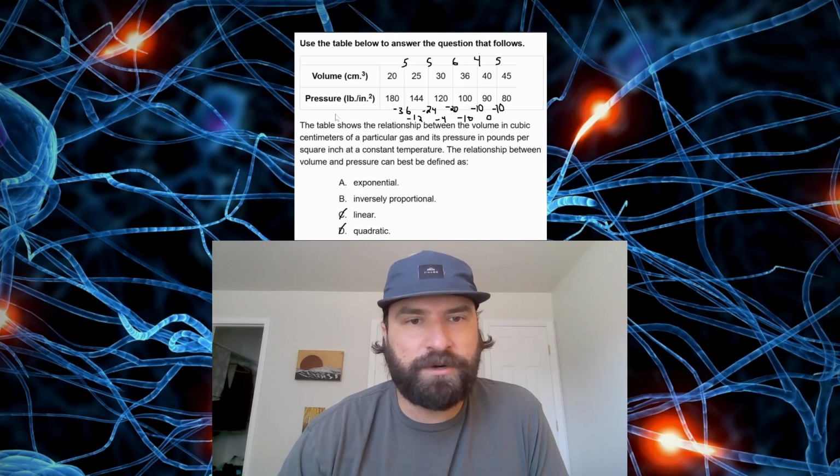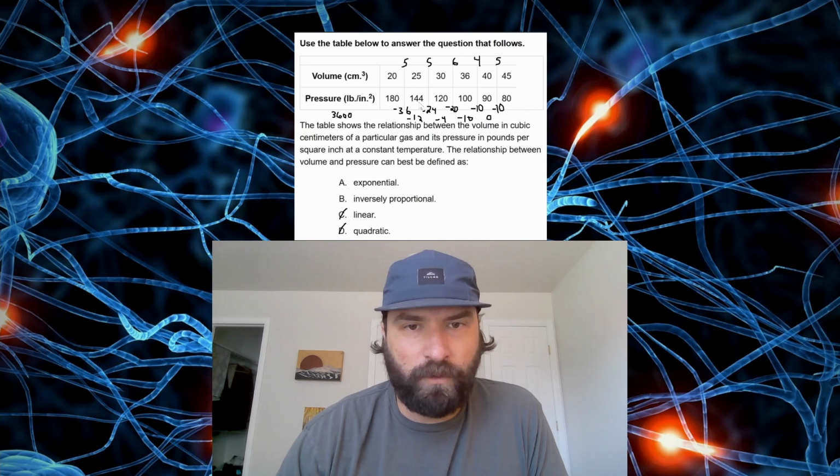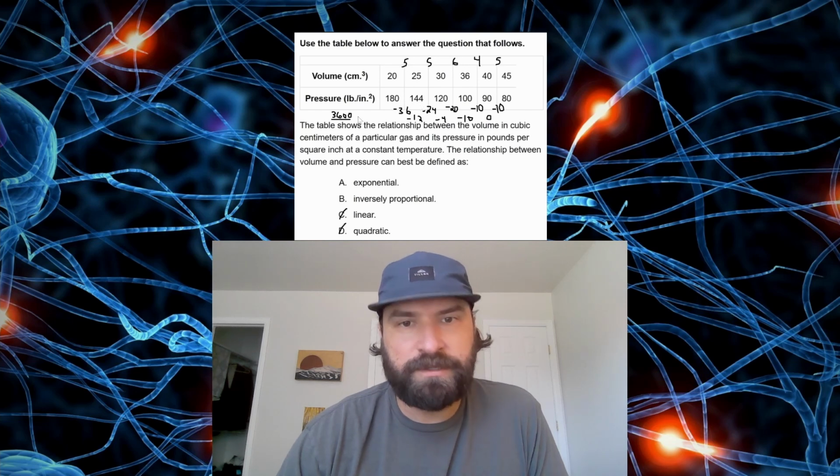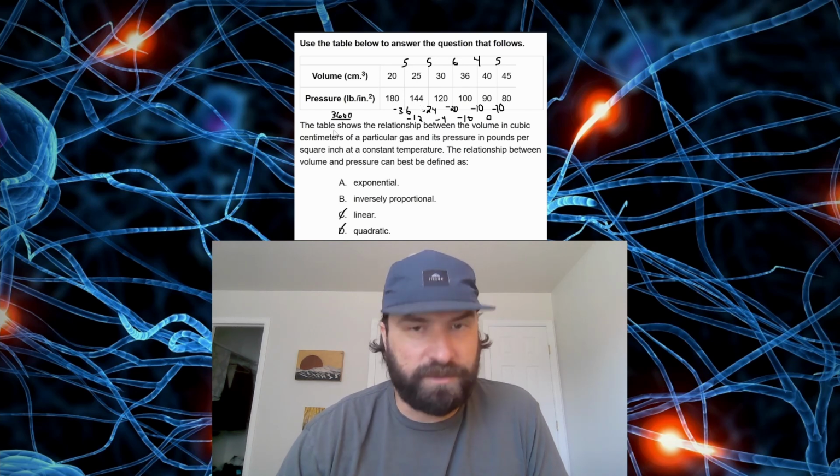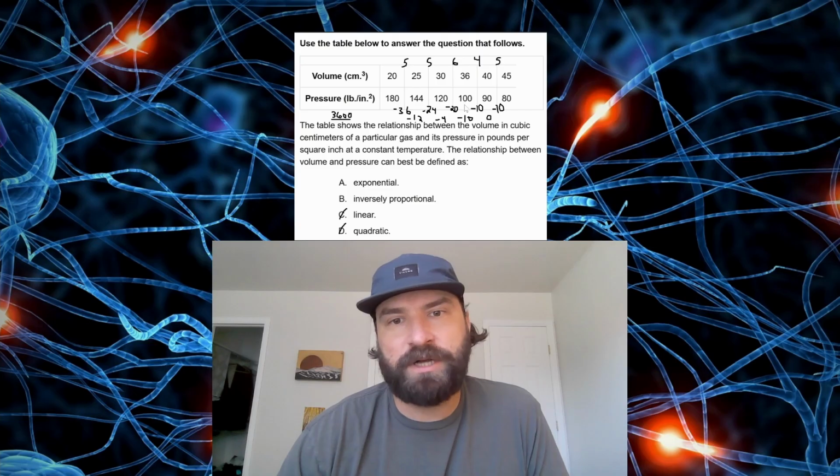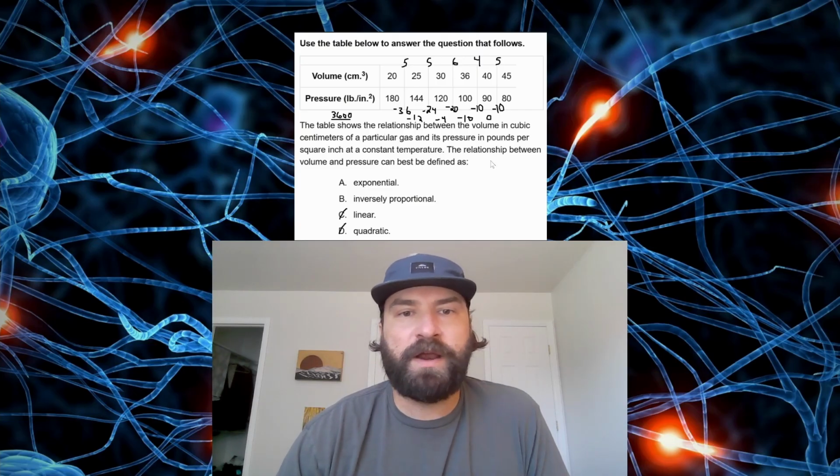So 20 times 180 is 3,600. And then 25 times 144 is also 3,600. 30 times 120 is 3,600. 36 times 100 is 3,600. So when you get that relationship, that means that the variables are inversely proportional, and that's exactly what we have here.